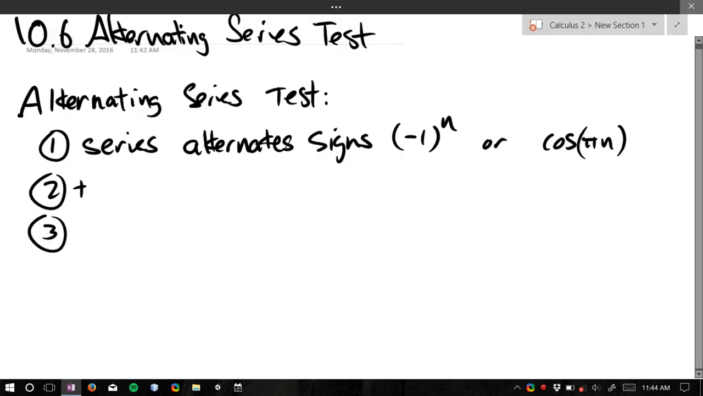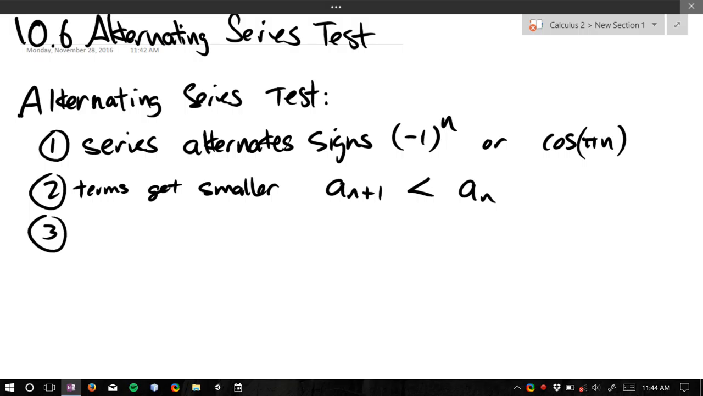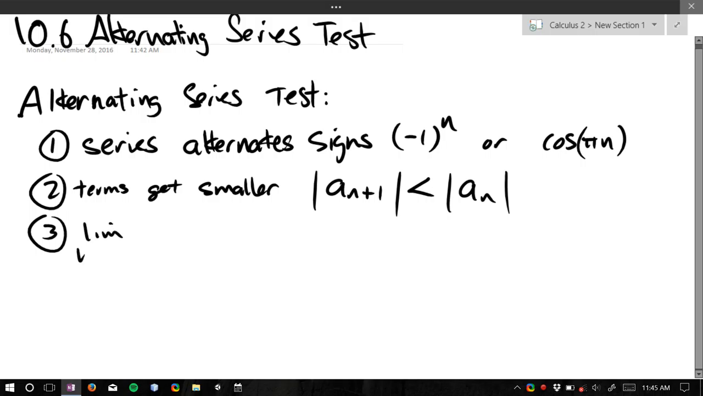Second, you need the terms to get smaller. So what that looks like is a_(n+1) is less than a_n, but this is going to have problems when things are negative. So what we do is just take the absolute value of both sides, and then we don't have to worry about negatives. So this says that the (n+1)th term is smaller than the one that came before it. The third thing you need is the limit as n approaches infinity of a_n equals 0.